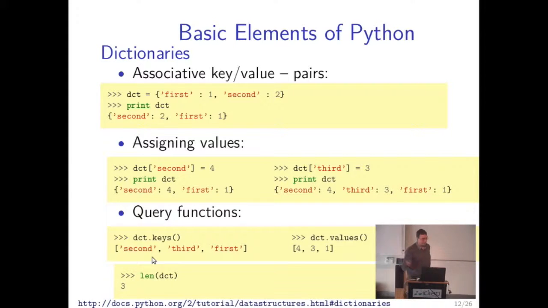And again, we have the length function, which tells you the number of elements. We have the in keyword, which checks if a specific key is in the dictionary. So when we ask if first is in dictionary, you will receive true, because it is. But if we ask if 1, which is a value and not a key, is inside the dictionary, you will get a false.